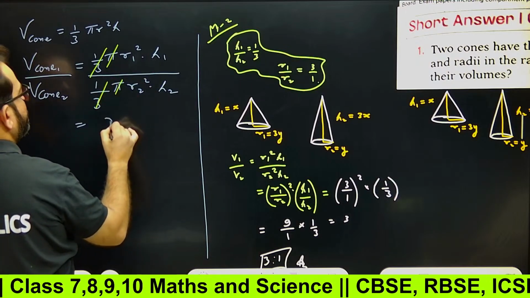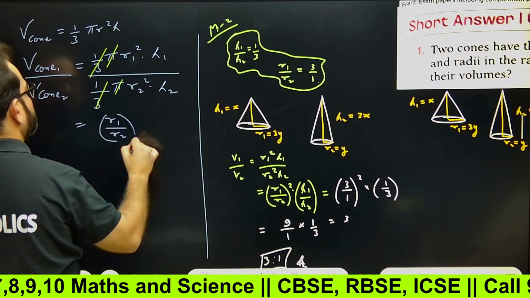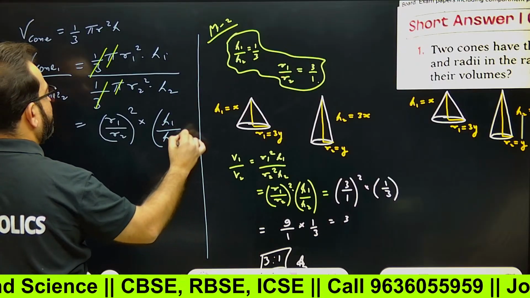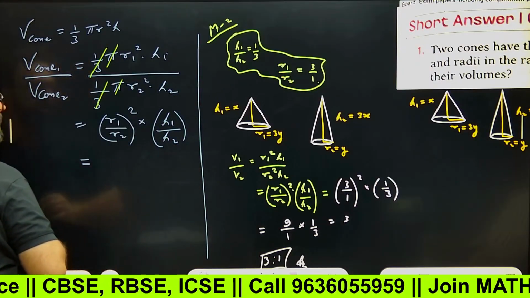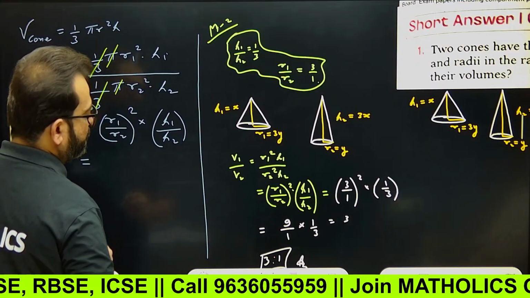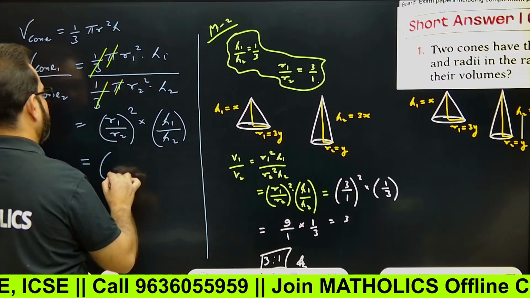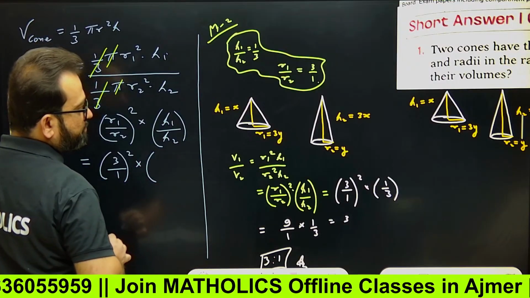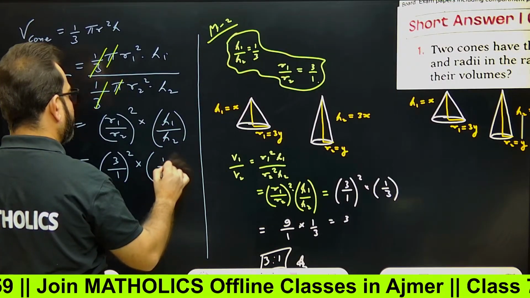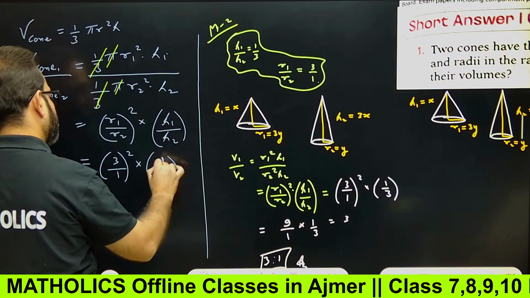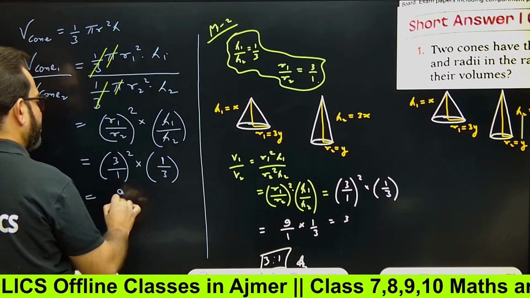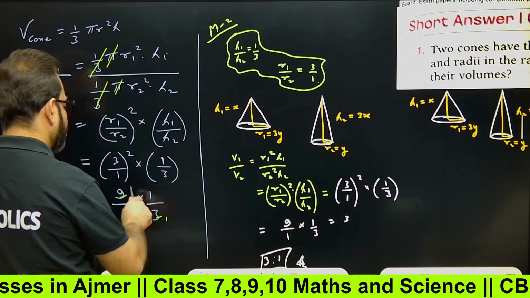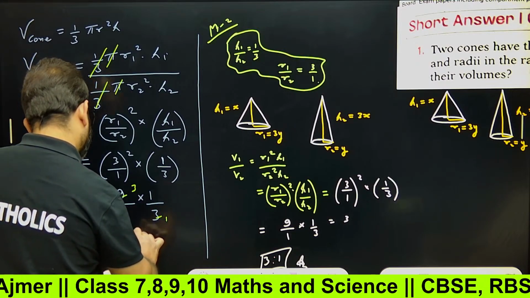R1 square by R2 square means R1 by R2 whole square into H1 by H2, which will be in the bracket H1 by H2. So what is R1 by R2? It is 3 by 1. I'll write 3 by 1 whole square into H1 by H2, which is given as 1 by 3. So 3 square is 9, 9 by 1 into 1 by 3. So the final answer will be 3 ones are 3, 3 threes are 9. So the final ratio is 3:1.